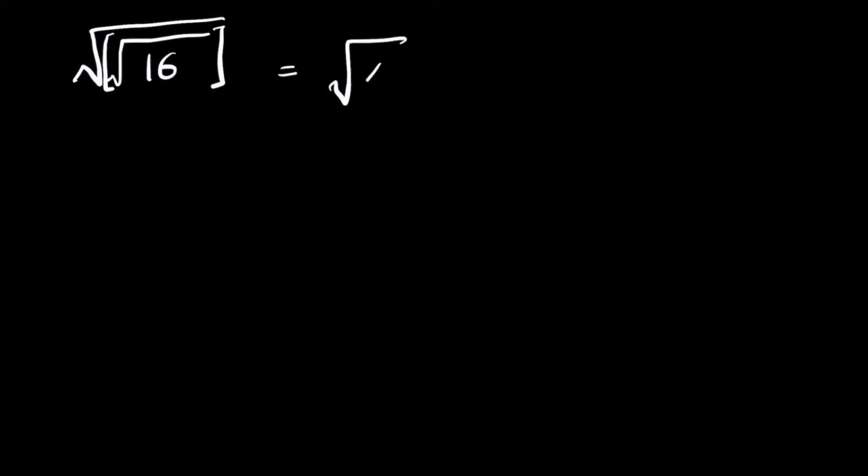Let's take an example. Let's try finding the value of the square root of the square root of 16. The first thing that we have to do is evaluate the inside expression first. The internal expression is root 16, which gives you a value of 4. Now the square root of 4 again gives you 2. Notice that when we did this, we did not take the negative value.